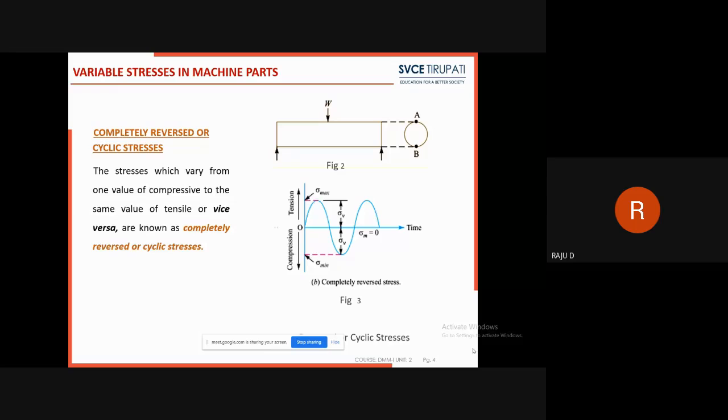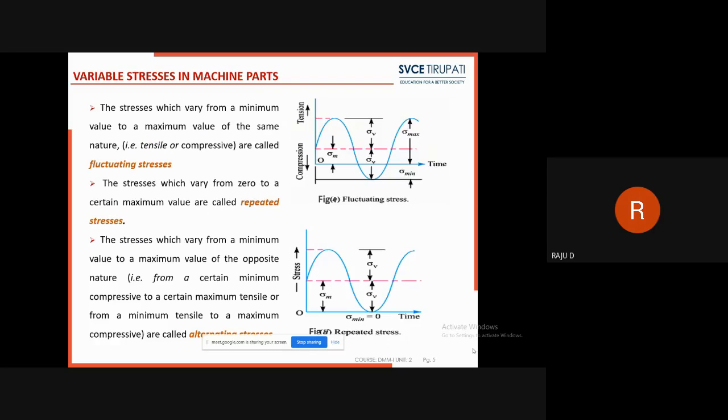We clearly observe that while you're applying load, the coils go into compression. Once we remove the load, what happened? It is going to elongate. Same single point, single specimen. We observe compressive, then tensile. It is one of the beautiful applications. We clearly observe that cyclic stresses are completely reversed stresses. Very important. Next, fluctuating stress.